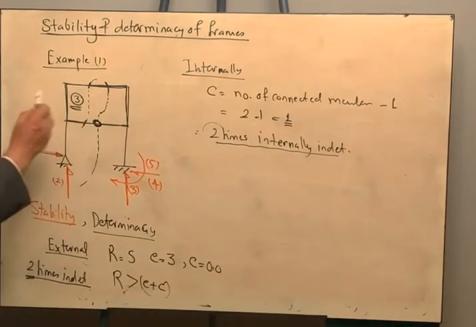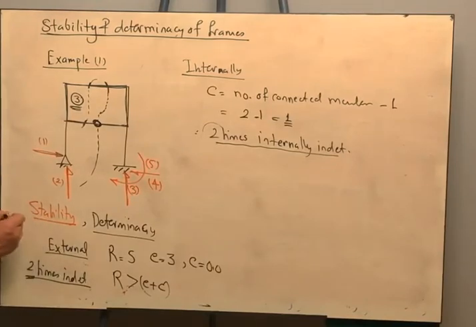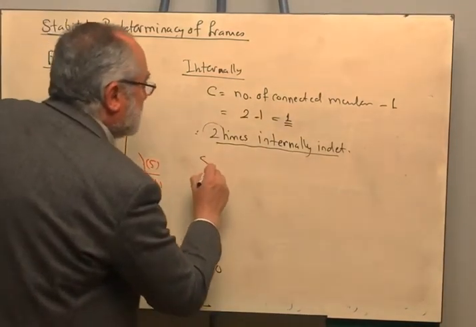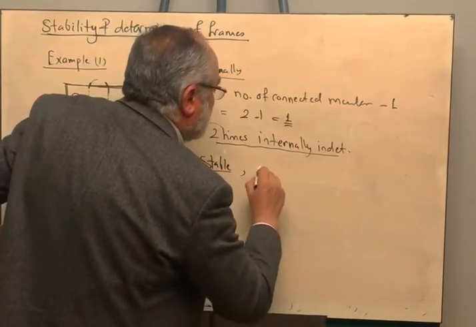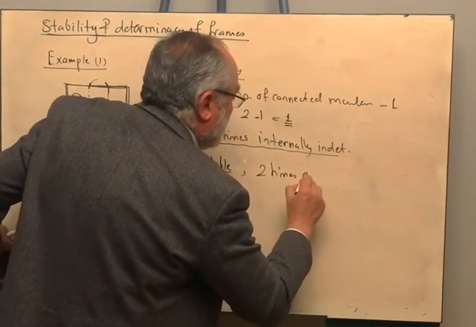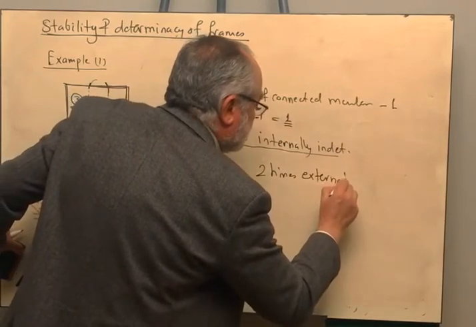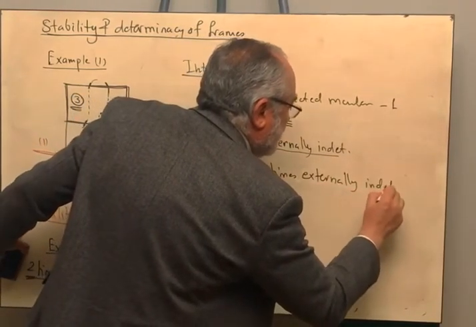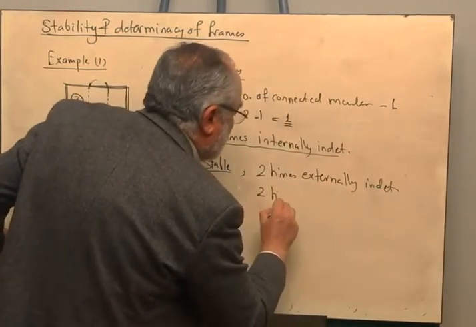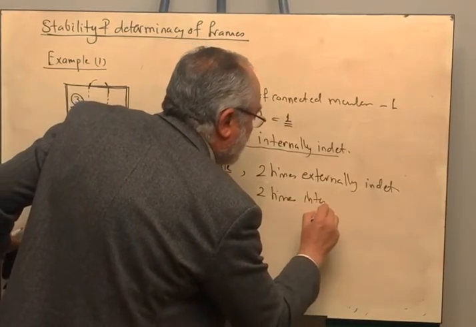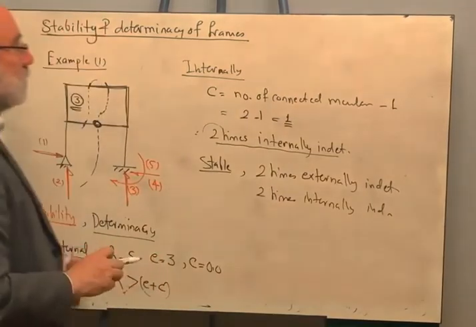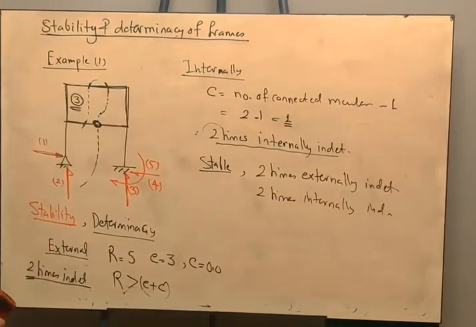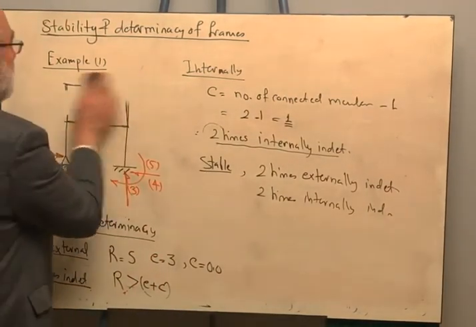The configuration of this frame we have in front is stable. It is stable and it is 2 times externally indeterminate and 2 times internally indeterminate. Okay? Let's have another example.